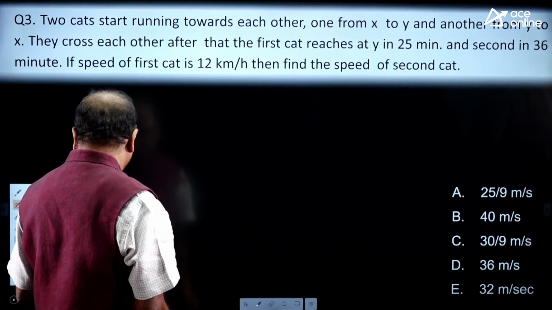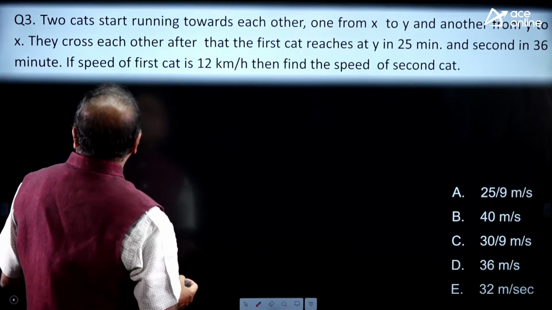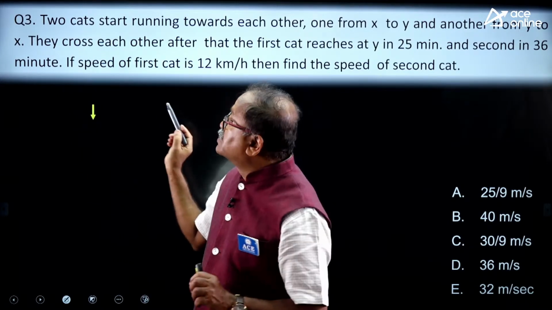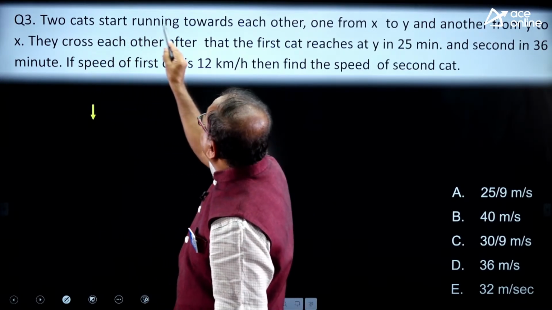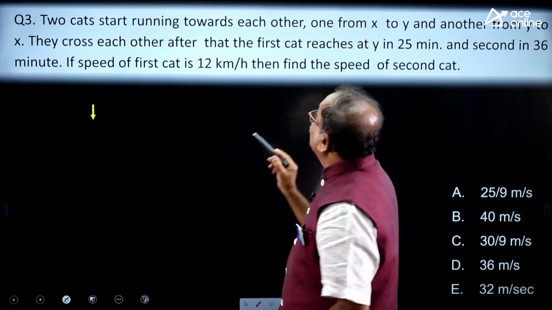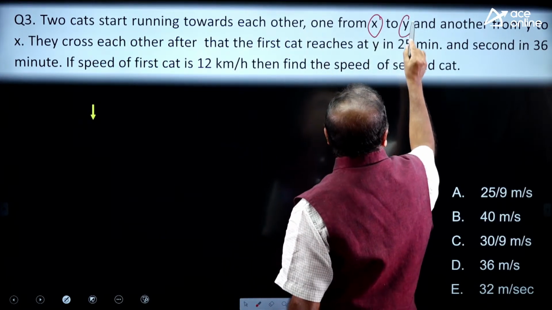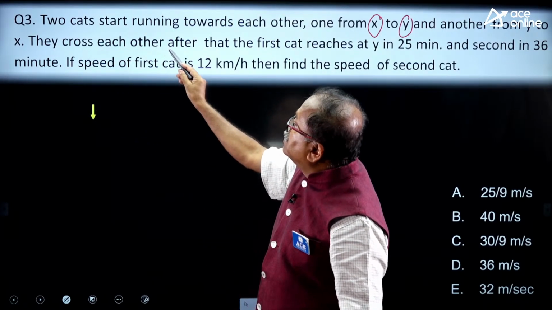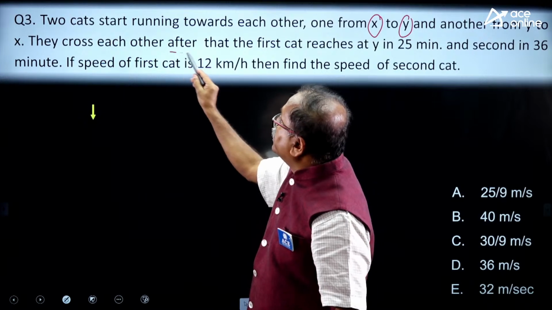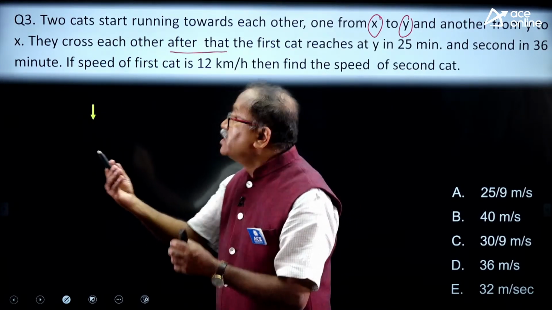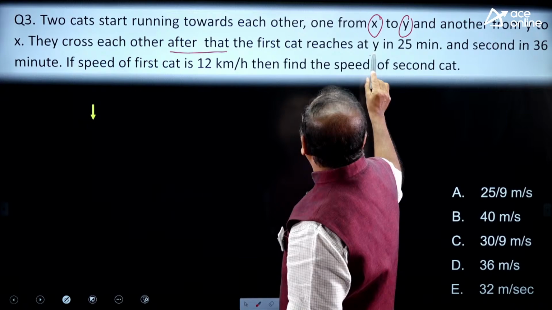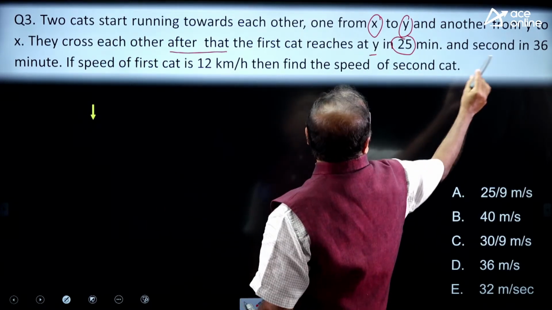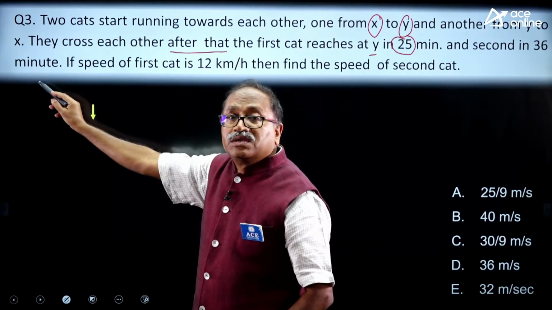Moving on to the next question, question number 3 on the board. Look at this one. Let's work it out first. That's a very important question, and there is a shortcut for it. Two cats start running towards each other, one from X to Y and another from Y to X. After they cross each other, the first cat reaches Y in 25 minutes, and the second in 36 minutes.